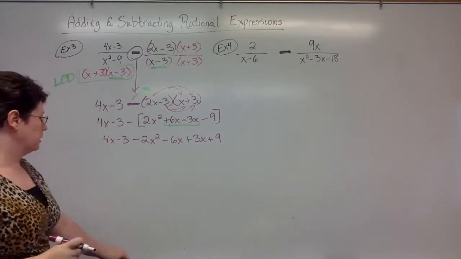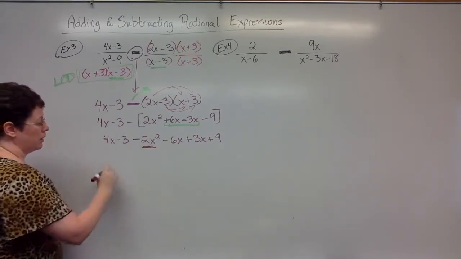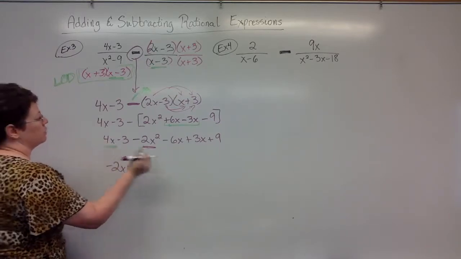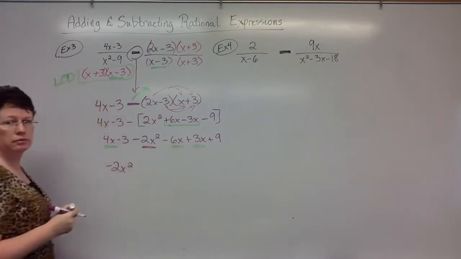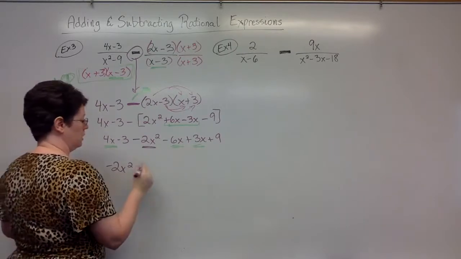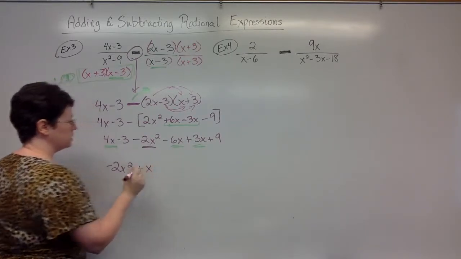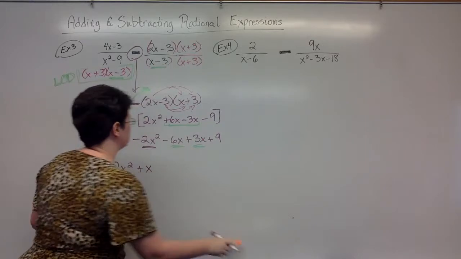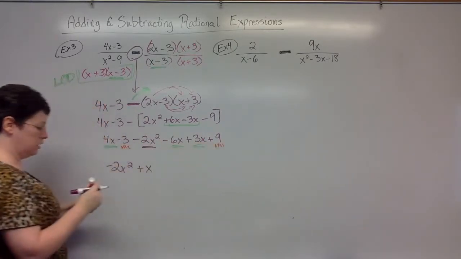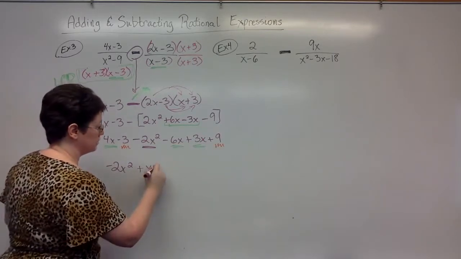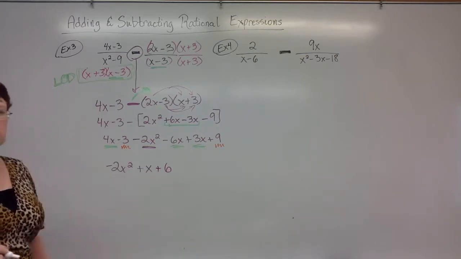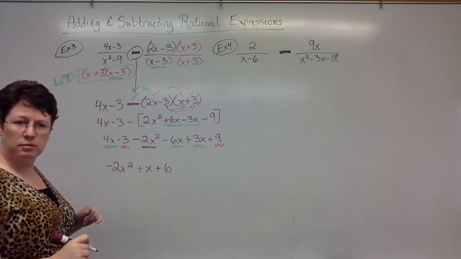Now let's go through and combine like terms. X squared, only got one of those, write it down. X's. I have a plus 4, a minus 6, and a plus 3. Okay, well this gives me minus 3. 4 minus 3 is 1, so it's plus x. And then I see I've got a negative 3 and a positive 9. So 9 minus 3 is 6. Okay, so I got negative 2x squared plus x plus 6. Do I just put a box around it and I'm done?